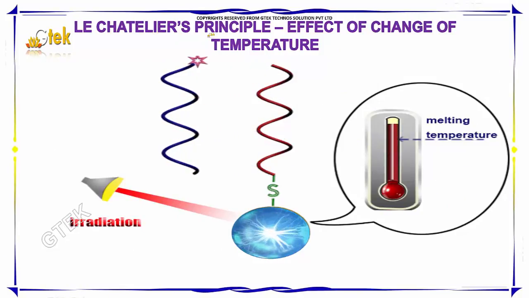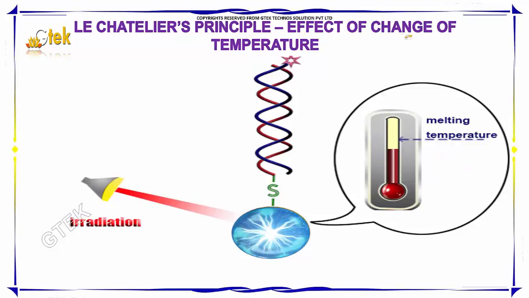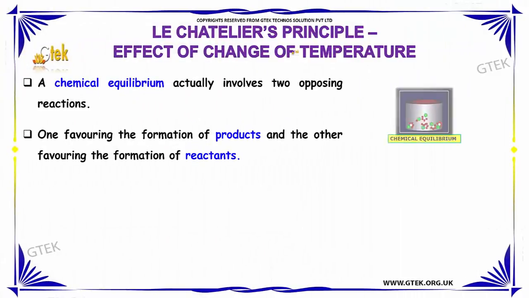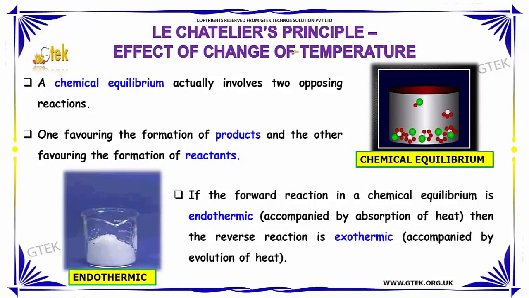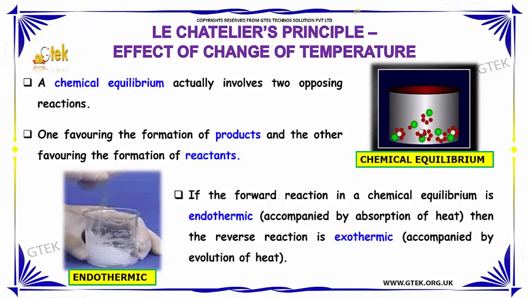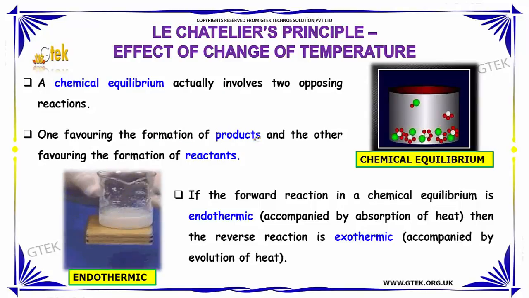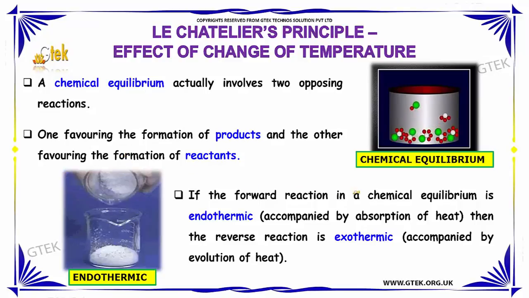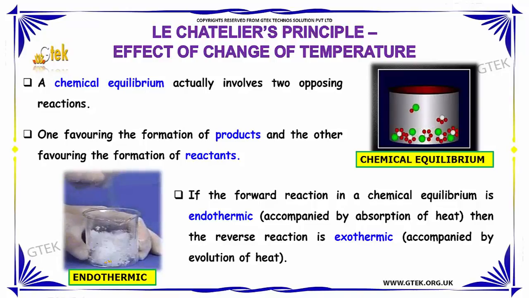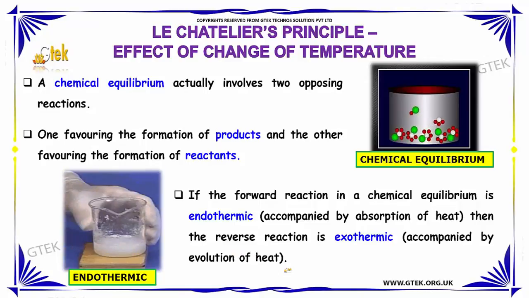Now let's talk about Le Chatelier's principle with the effect of change of temperature. A chemical equilibrium actually involves two opposing reactions, one favoring the formation of product, the other favoring the formation of reactants. If the forward reaction in a chemical equilibrium is endothermic, absorption of heat, then the reverse reaction is exothermic, the evolution of heat.